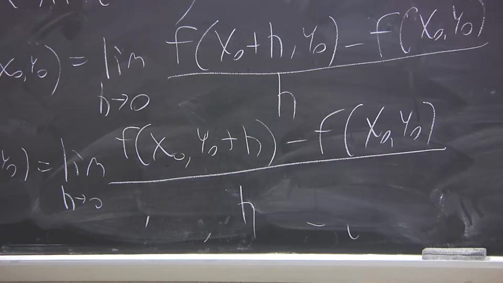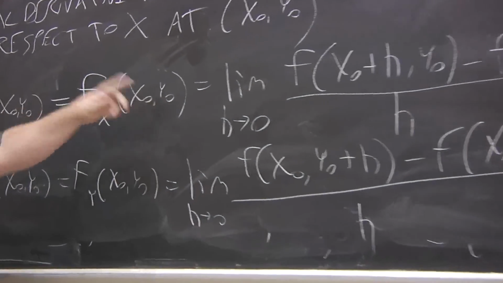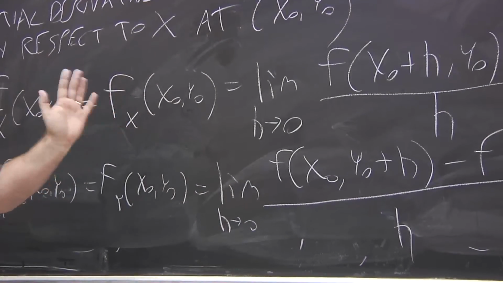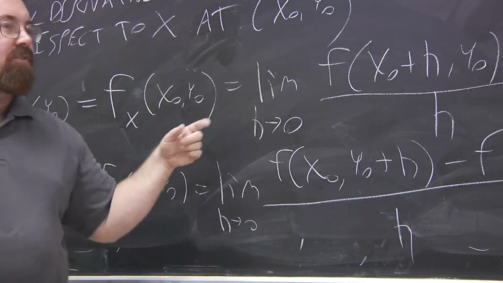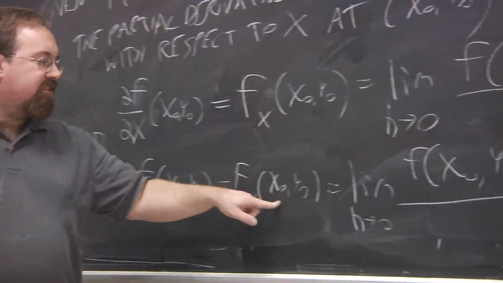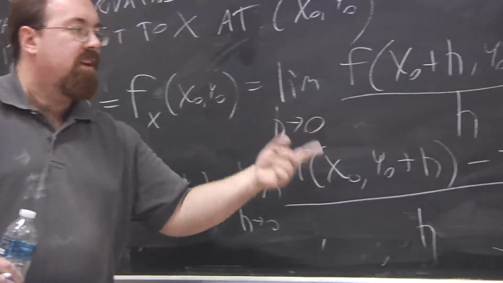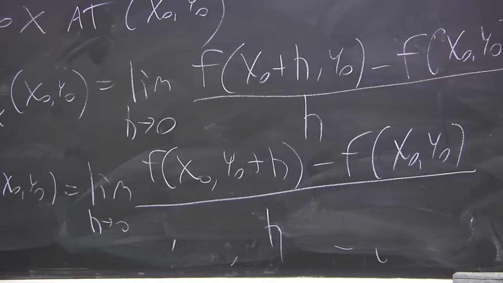A good way to think of it is, if you want to differentiate with respect to x, you freeze the y value. You keep it fixed at that y value where you want a derivative. And then you think of this as a function of just one variable now, x. Same for differentiating with respect to y. You keep x fixed. Now you're looking at a function of one variable, and you see how it changes with respect to y. That allows you to apply all the differentiation rules that you're familiar with.